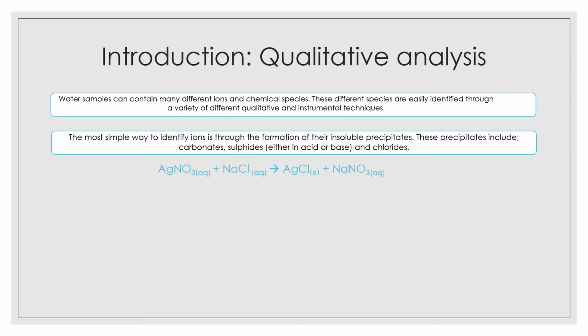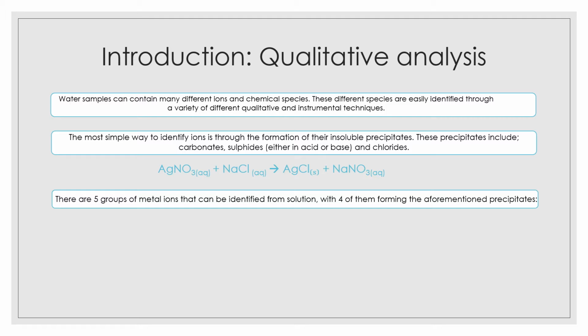For example, a simple test for silver ions is to form silver chloride, which is insoluble in water. So you have silver ions, you add something like sodium chloride, and it will form silver chloride, and you'll be able to tell if you have silver ions in your solution. There are 5 groups that can be identified using these techniques, and 4 of them use the precipitate technique.